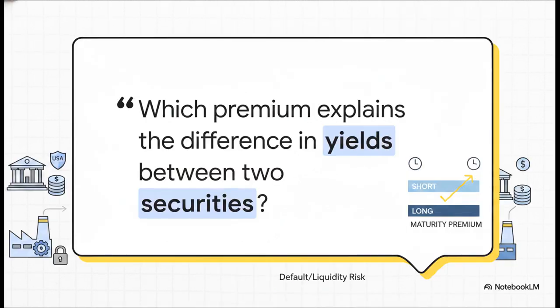So let's see how this builds your conceptual understanding for test day. The exam is frequently going to give you two different securities and ask which premium explains the difference in their yields. If they ask you to compare treasury bonds to corporate bonds, they're testing your grasp of default or liquidity risk. Governments print money, corporations don't. But if they compare short-term bonds to long-term bonds, they want you to spot that maturity premium. If you understand the why behind these differences, you'll dodge their traps easily.